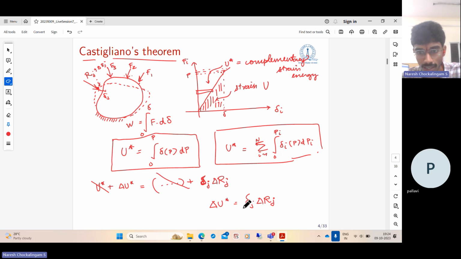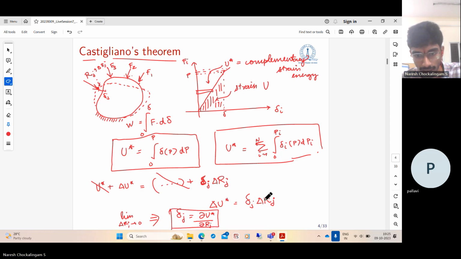Now you divide both sides by delta Rj and take the limit delta Rj tending to 0, which results in the displacement at the point j being equal to the partial derivative of the complementary strain energy with respect to the force Rj. So in the limit delta Rj tends to 0, this ratio becomes a derivative. And since there are many such forces R1, R2, R3, this is a partial derivative with respect to Rj.